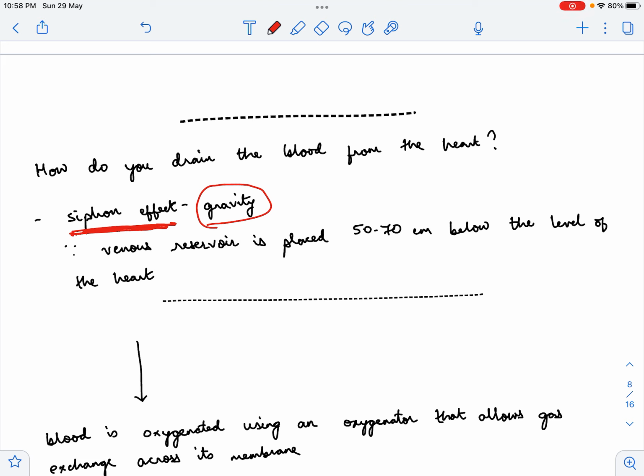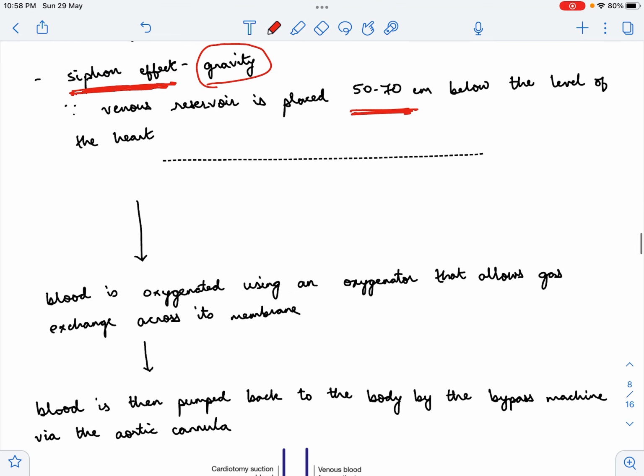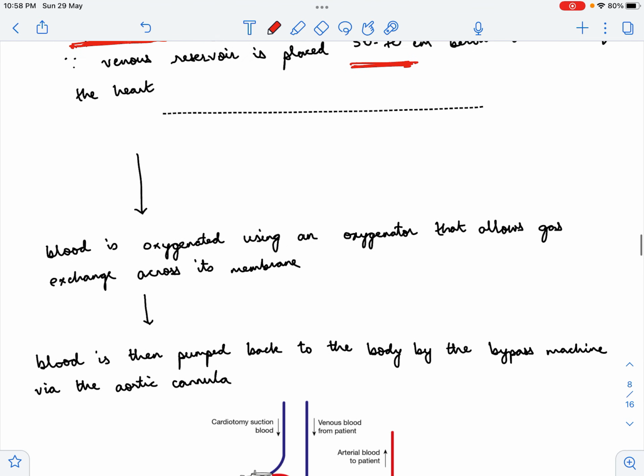To be able to use gravity to siphon blood from the heart, you are going to have to place the venous reservoir around 50 to 70 centimeters below the level of the heart. This means the patient is lying supine on the operating table, and 50 to 70 centimeters below the level of the heart, you are going to place the venous reservoir, and that is going to drain the blood from the heart using gravity.